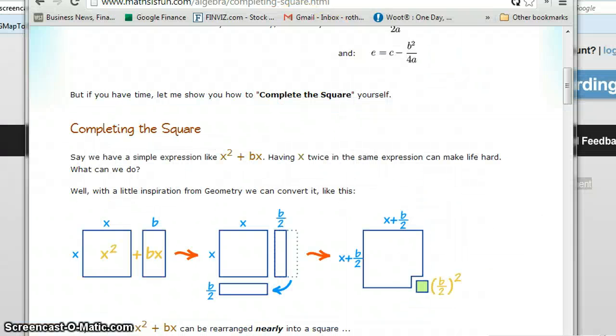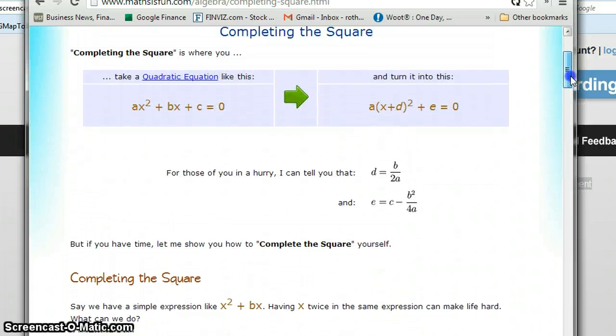And what we really want is to have this x squared plus bx just be one square. We want to turn it into this square. Okay, so what's the general rule for completing the square? Well, here's the general rule. We have a quadratic that's ax squared plus bx plus c equals 0, and we want to turn it into something like this: a times the quantity x plus d squared plus e equals 0. And the rule here is d is b over 2a, and e is c minus b squared over 4a.